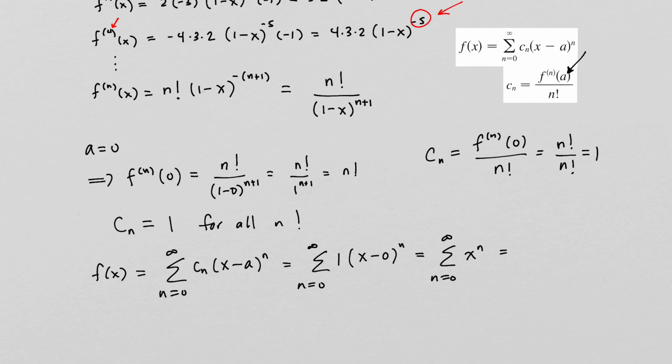Because remember, our original function in this problem was 1 divided by 1 minus x, and we know the power series for this function is this series, because again, this is the geometric power series. So what I'm trying to show you here is that finding a power series using this new method results in the same power series.